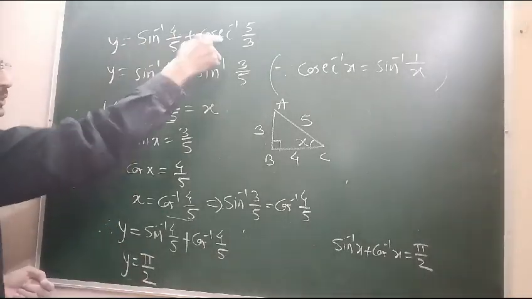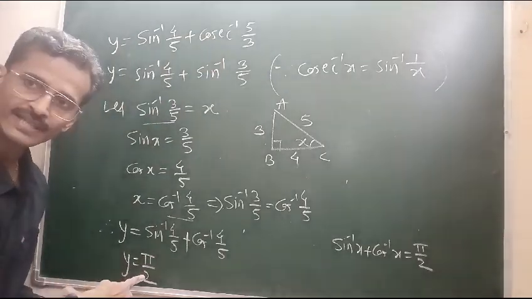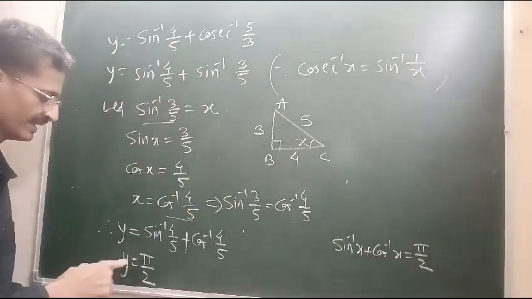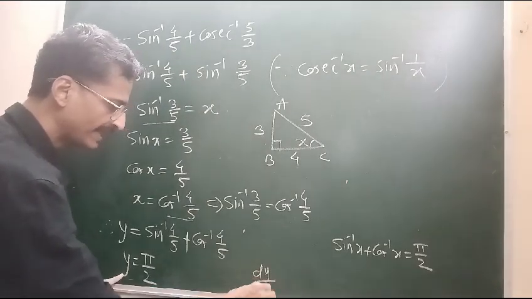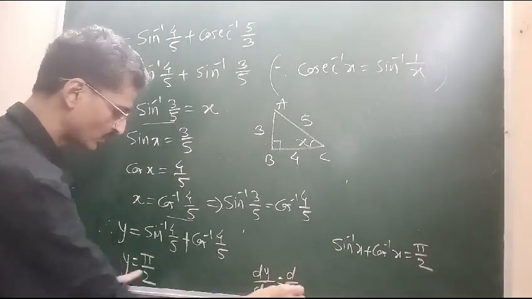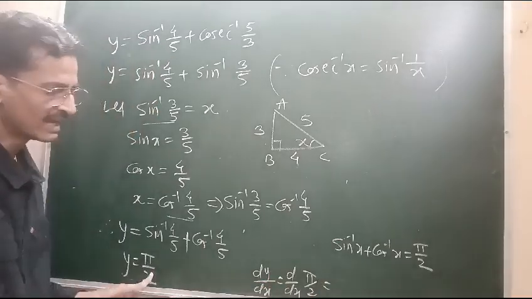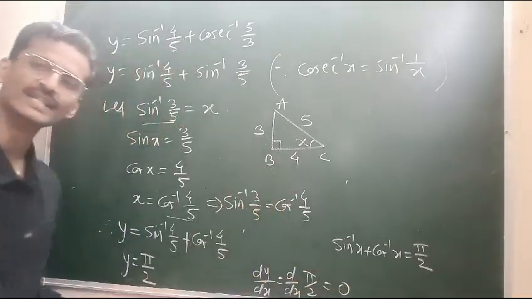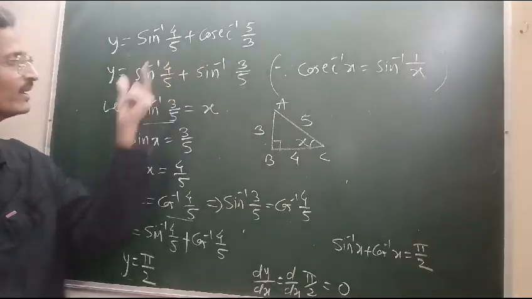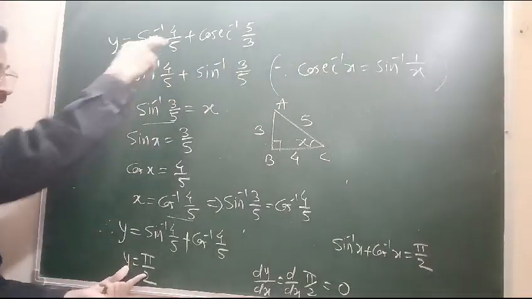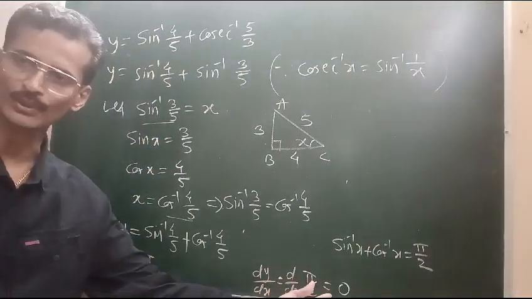As we want the value of this, that value is pi by 2. And if the question is, find the derivative of this, then find the derivative. So what is the derivative of this? dy by dx is equal to d by dx of pi by 2. Now pi by 2 is 90, that is a constant, and the derivative of a constant is 0. So the derivative of this is 0. So if we want the value, it is pi by 2, and the derivative of this given function y is 0.